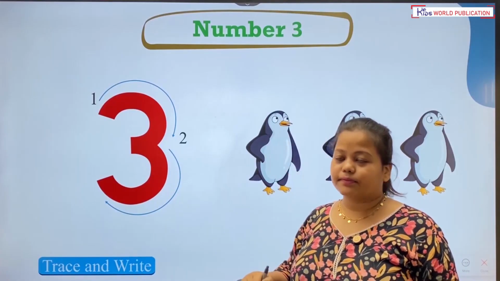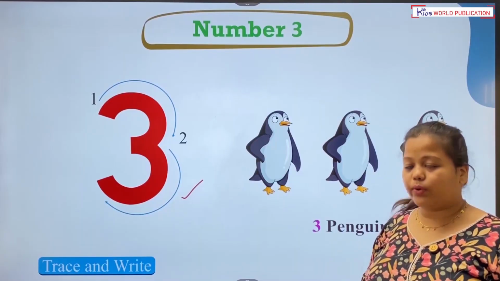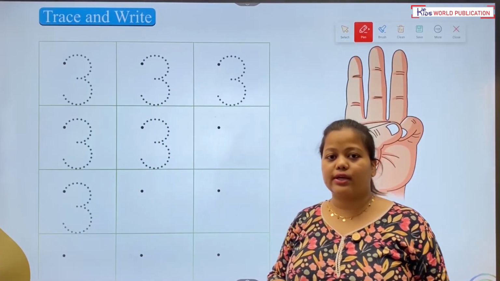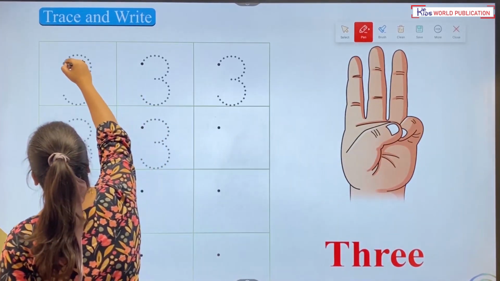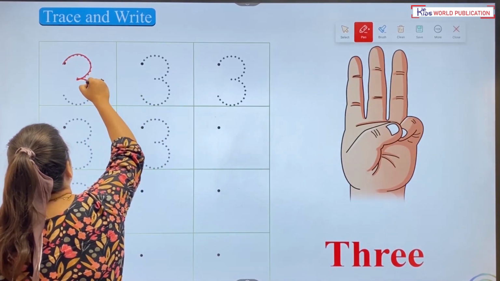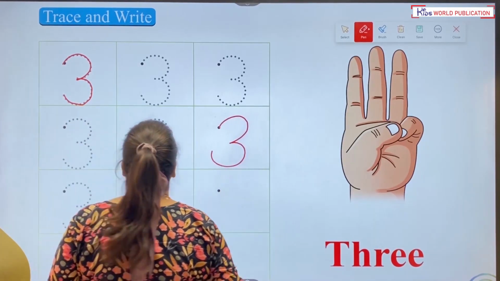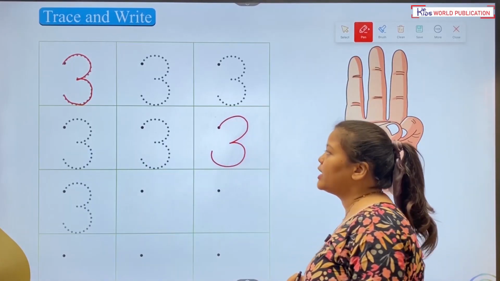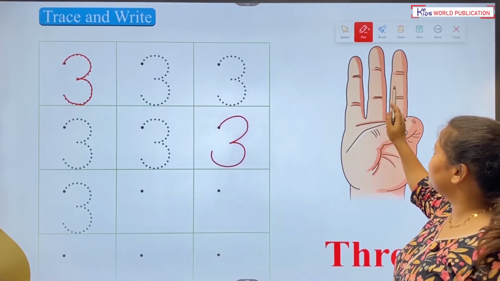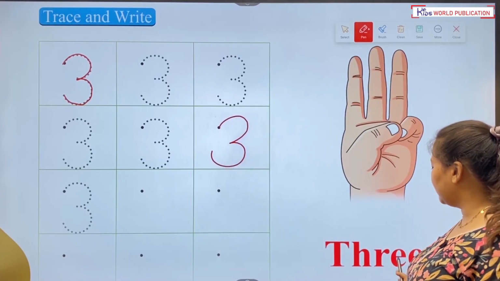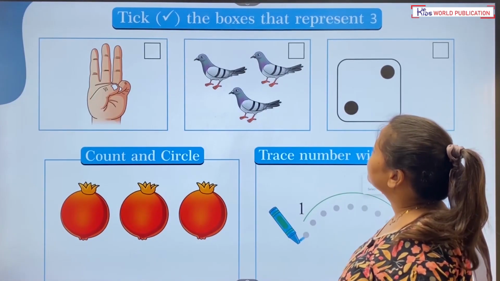Number 3. This is number 3. 1, 2, 3. 3 penguins. Trace and write. So kids, let's trace the number 3 and write it. So this is how you will trace the number 3 and write it and complete this activity. How many fingers can you see? 1, 2, 3. So T-H-R-E-E, 3. Tick the boxes that represent 3.